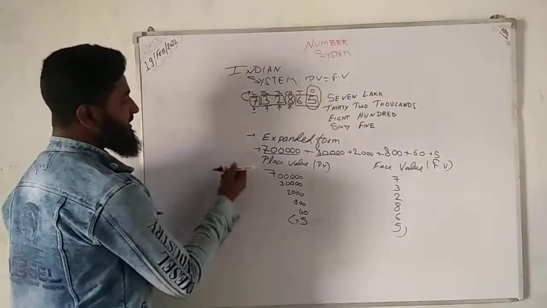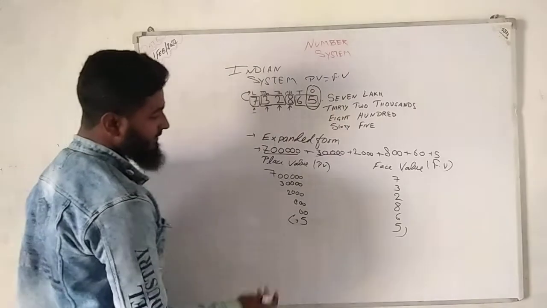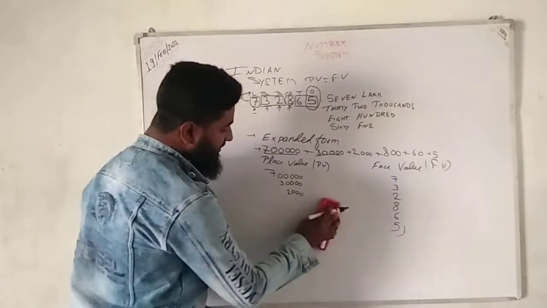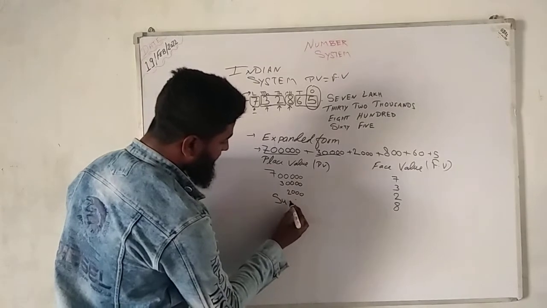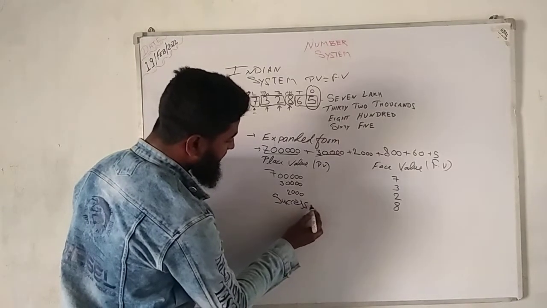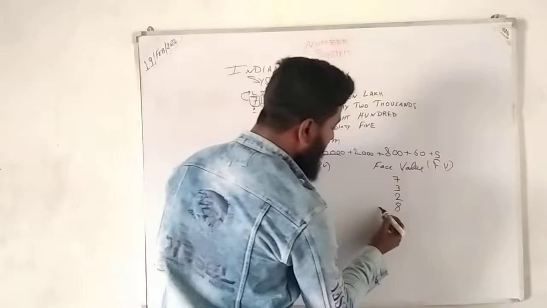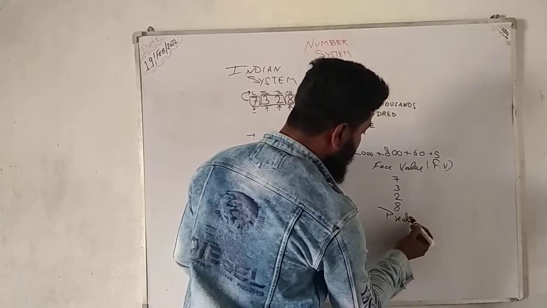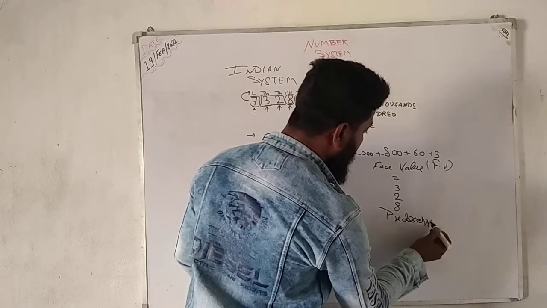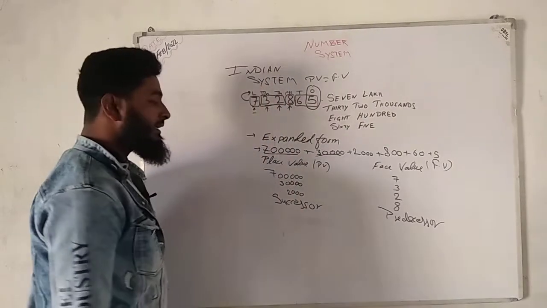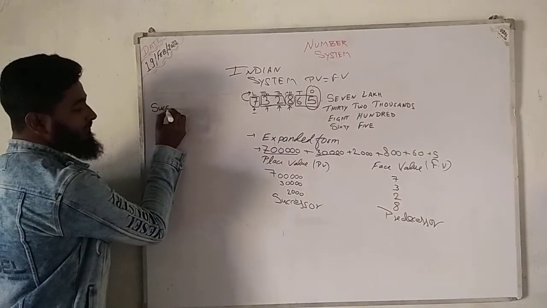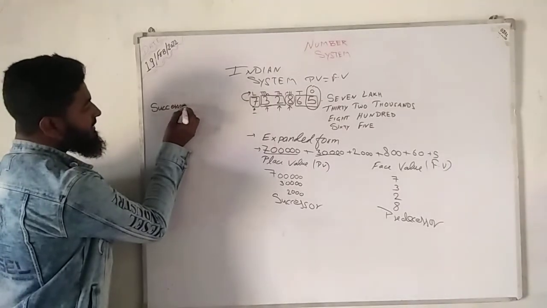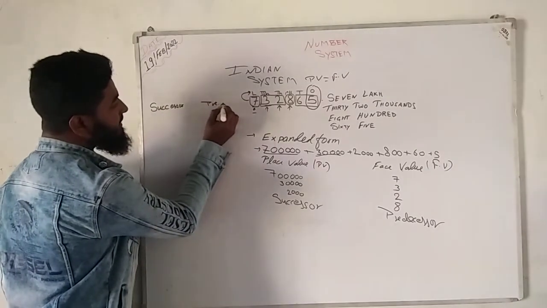Now, what is the successor of a number? I have some numbers here. What is successor and what is predecessor? Successor and predecessor.